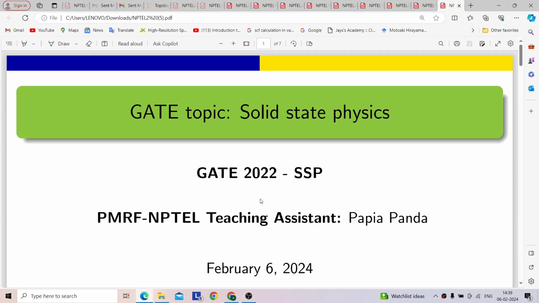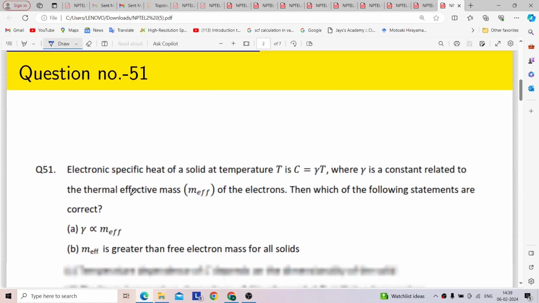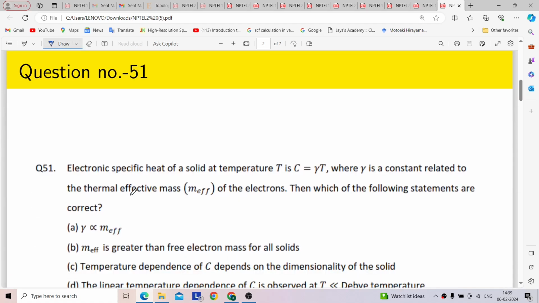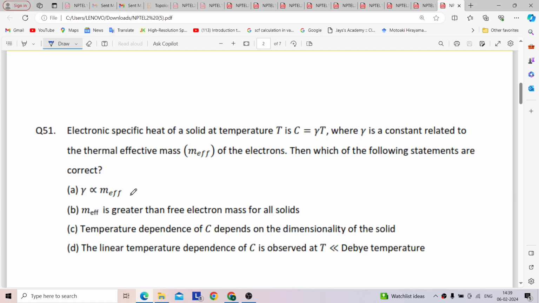Hello everyone, this is the GATE topic solid state physics, and today we will talk about the GATE 2022 physics question paper, and the question number is 51. Electronic specific heat of a solid at temperature T is C equals gamma T, where gamma is a constant related to the thermal effective mass M effective of the electrons. Then which of the following statements are correct?